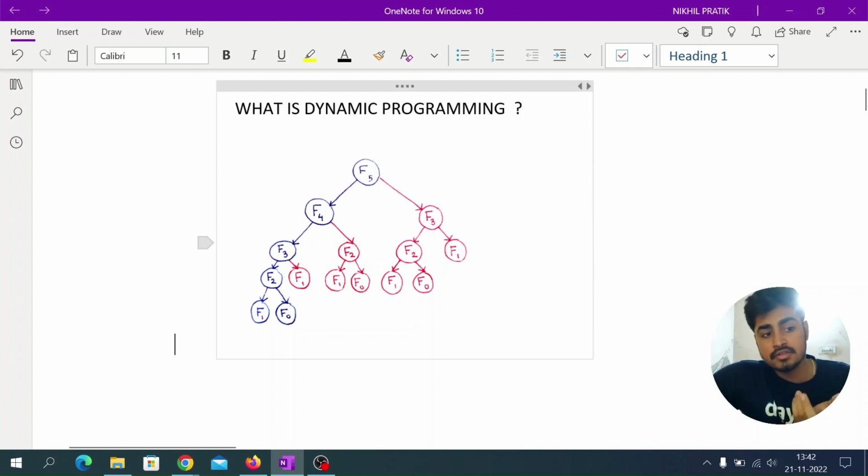Once we get the solution for the smaller problems, in this case F1 and F0, we get the solution for F2. And once we get the solutions for F2 and F1, we get the solution for F3. Similarly, when we get the solutions for the sub problems, we combine them and devise the solution of a bigger problem, and finally we get the solution of the actual bigger problem, that is F5 here. And this is how a dynamic programming problem is approached or solved.